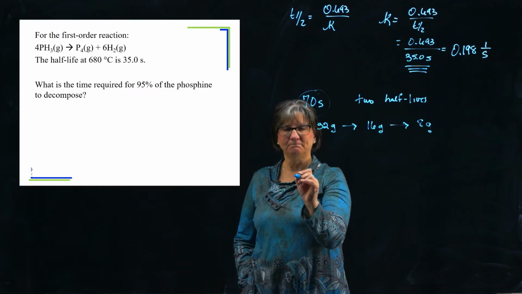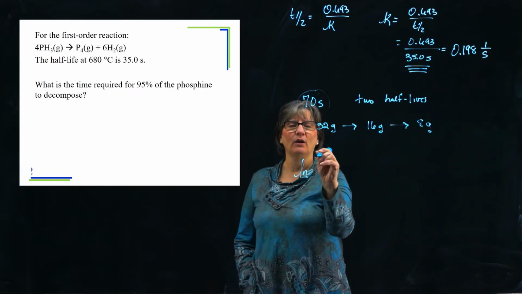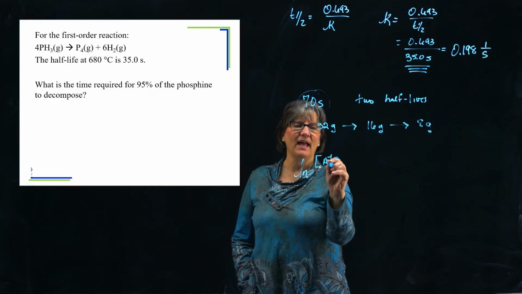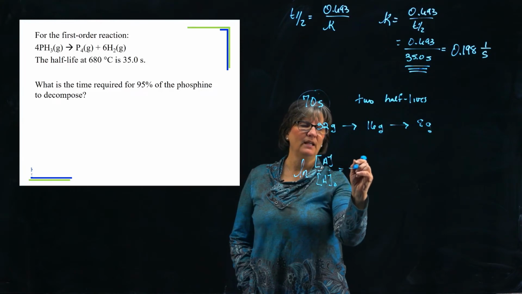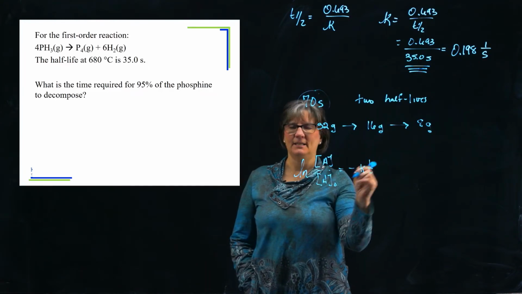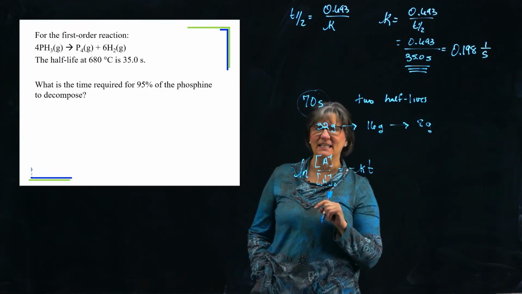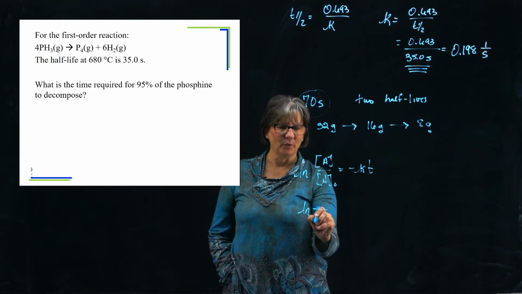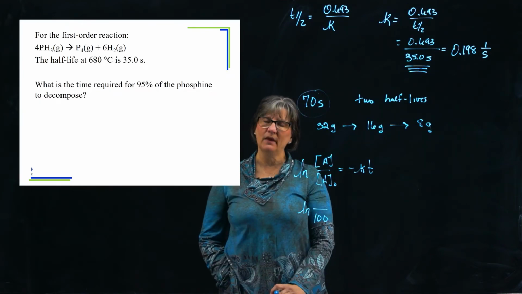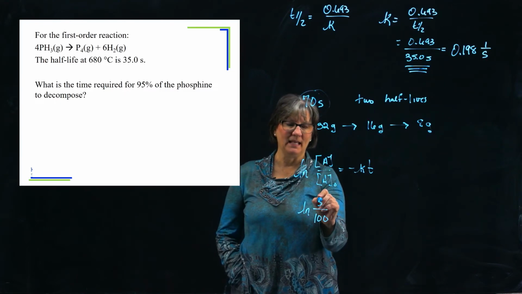The equation we're going to use is the first order integrated rate law. The natural log of A over A naught is equal to a negative kt. We're trying to figure out the time for 95% of it to decompose. So that would be the natural log of, well, I started with 100%, so I'm going to put 100 down there. And I finished with 5% remaining.